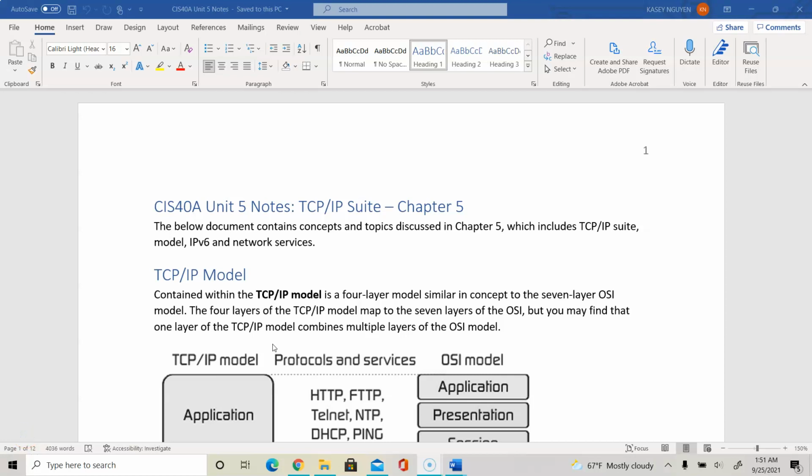Hello, CIS40A. In this video, I'm going to talk about the Unit 5 lecture, which is from Chapter 5 in our textbook. In this chapter, we're going to cover the TCP/IP model.